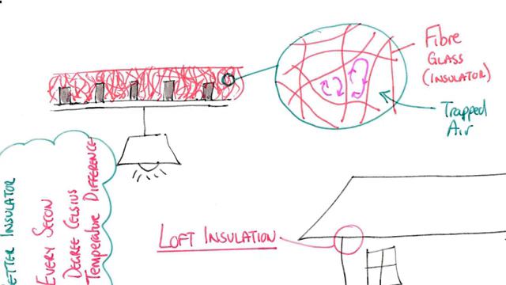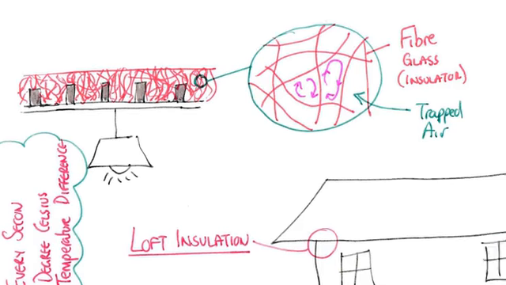It works by trapping air in the same way, for example, that your clothes trap a layer of air. In the same way that feathers on a bird trap layers of air, it's the air that actually is the insulation, not so much the fiberglass. The glass itself is an insulator, but nowhere near as good as the air. So that's how that works.